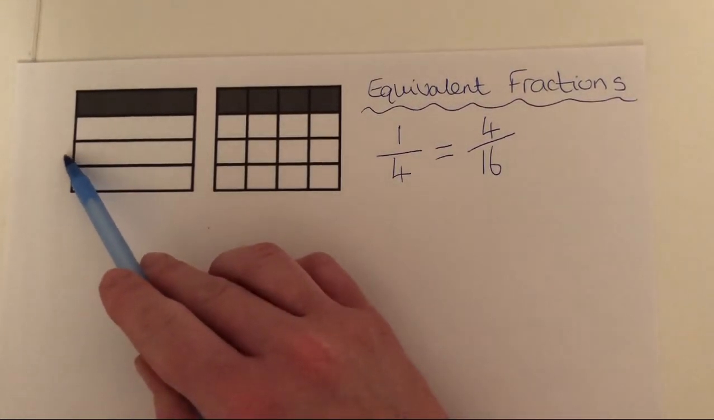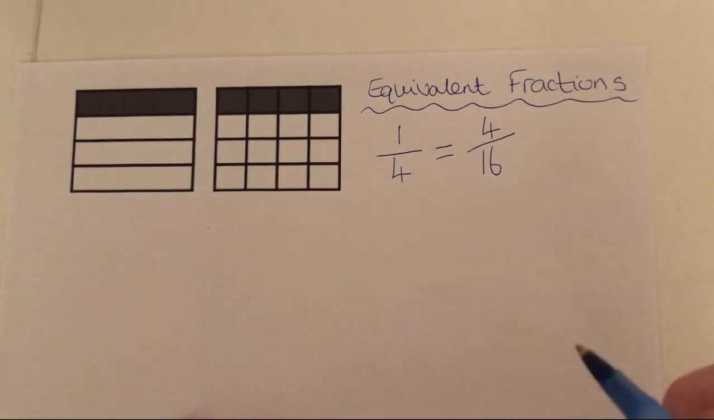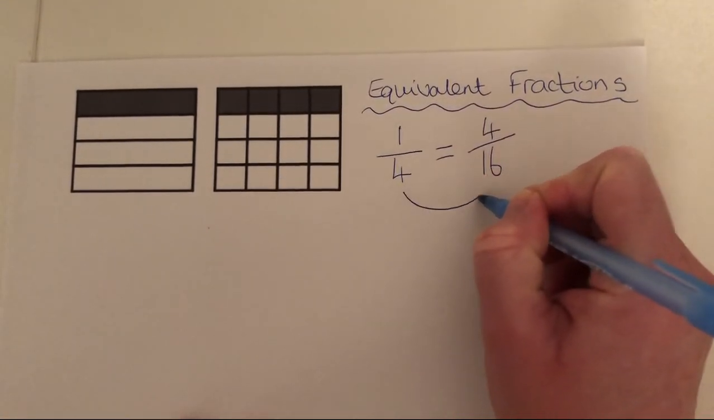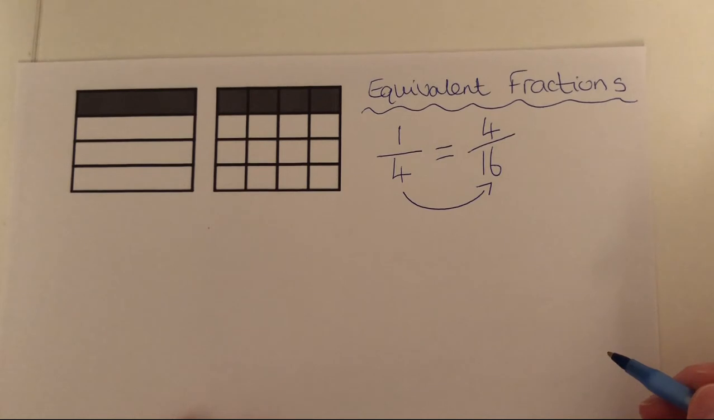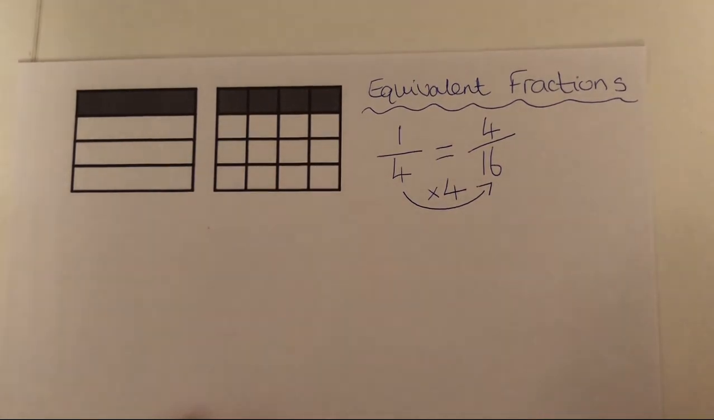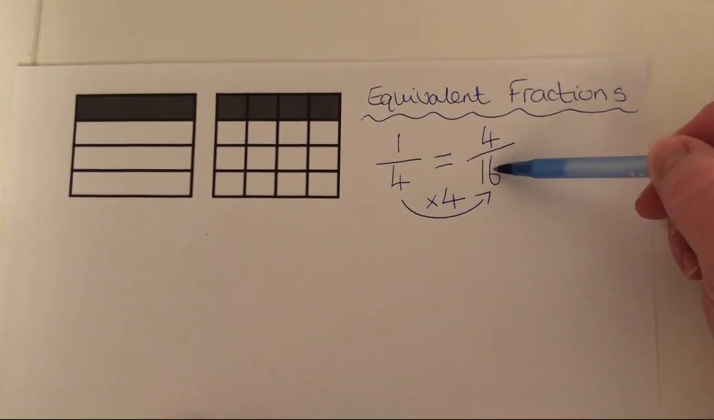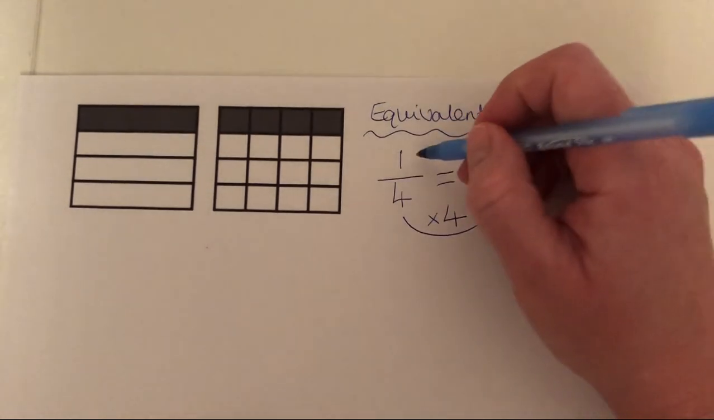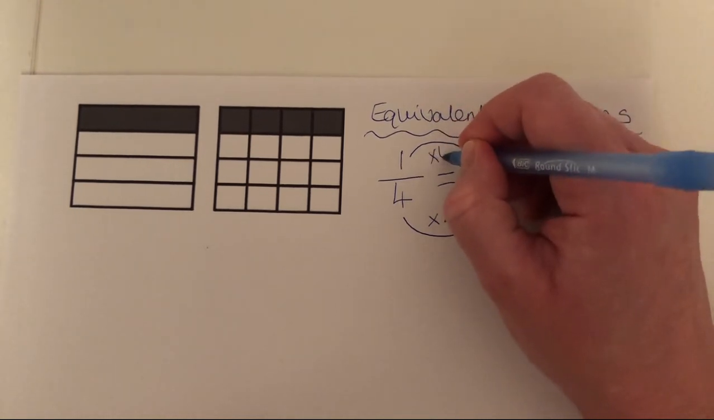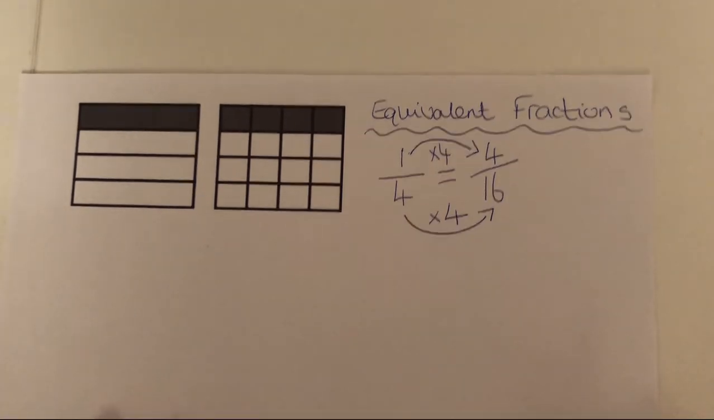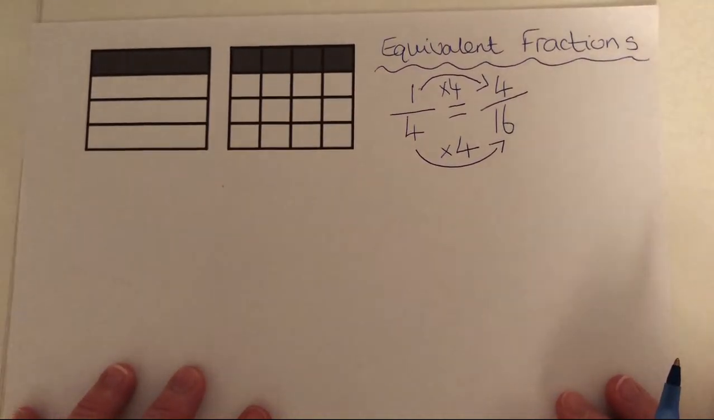Now, another way to work it out, instead of using the visuals, is to use your knowledge of times tables and multiples. So if you look at 4, what do we times 4 by to get to 16? 4 times what is 16? 4 times 4 is 16, and whatever we do to the denominator, we must do to the numerator, and vice versa. So let's check and see. So if I times that by 4, 1 times 4 is 4, okay? So that's how we work out equivalent fractions, but let's just look at a few more examples so that you've got it right in your head.